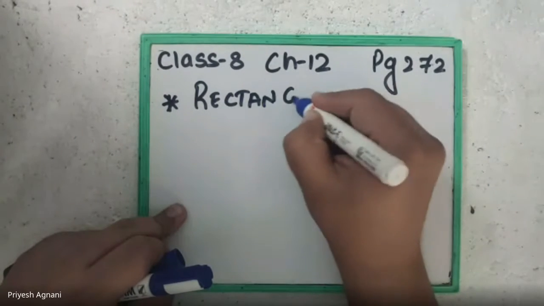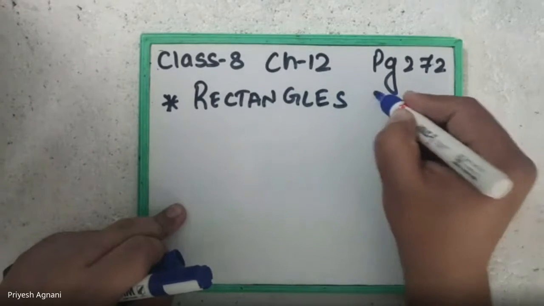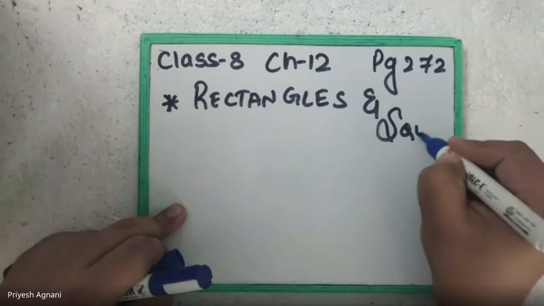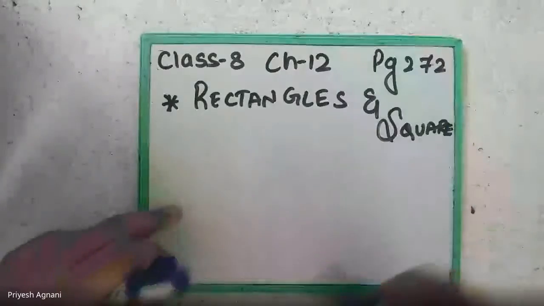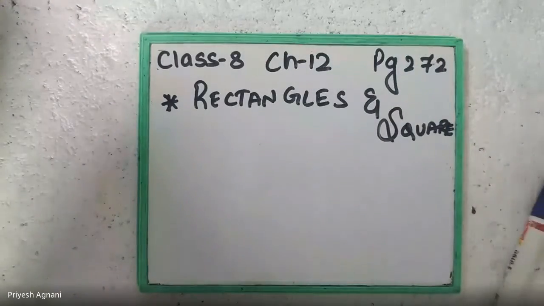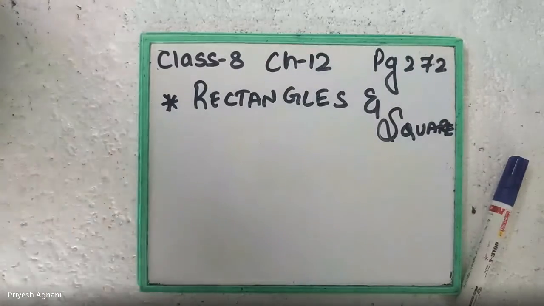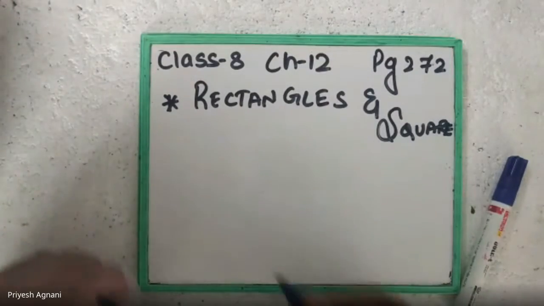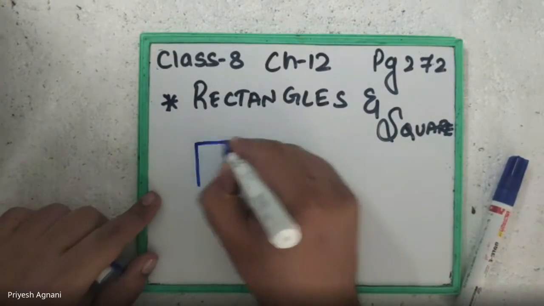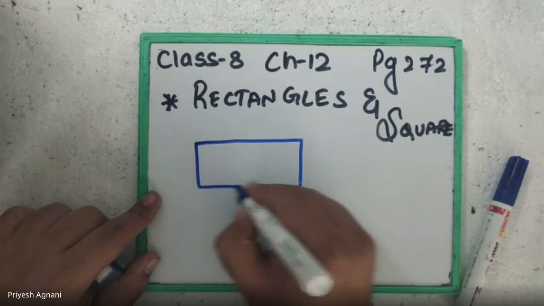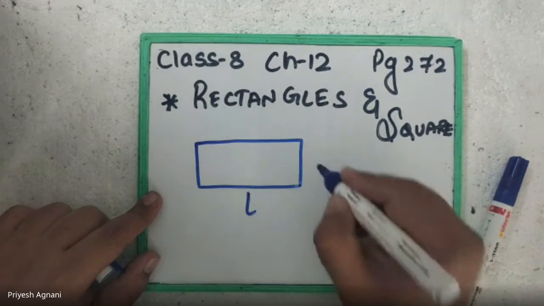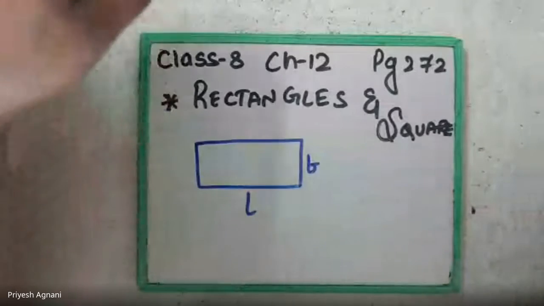rectangles and square. Now, what is a rectangle? Rectangle is such a parallelogram which is in this shape, and this is called the length and this is called the breadth.